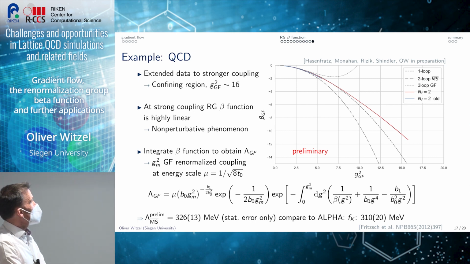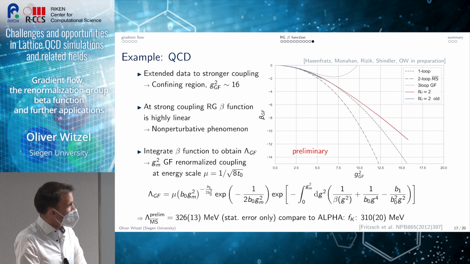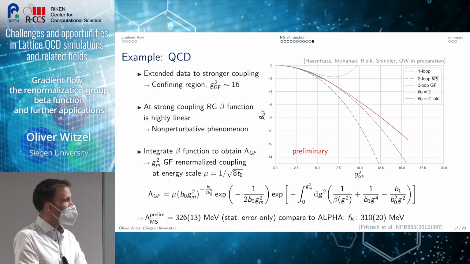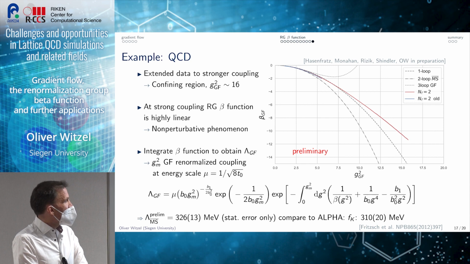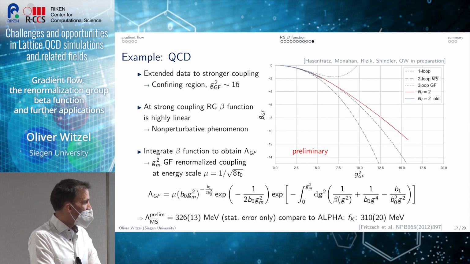And come to the almost last slide. So what we are currently doing is we are pushing these simulations to stronger coupling, and we are now going out to g squared 11, 12, and we want to get out to g squared 16 essentially. And that way we would then be able to define a gradient flow lambda parameter, where we then just have to integrate the RG beta function from the confining regime all the way to the weak coupling regime. And you see here some preliminary result, which is close to a determination by the ALPHA collaboration.